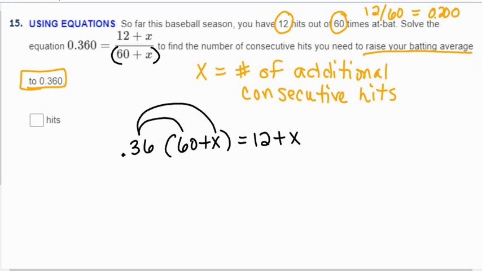Okay, and then you'll notice that this is a linear equation. When you solve this linear equation, you do just like you do any other linear equations. Get the x's on one side, get the constant numbers without an x on the other side, and then you can find out how many hits you have. Okay, I'm going to let you complete that problem on your own.